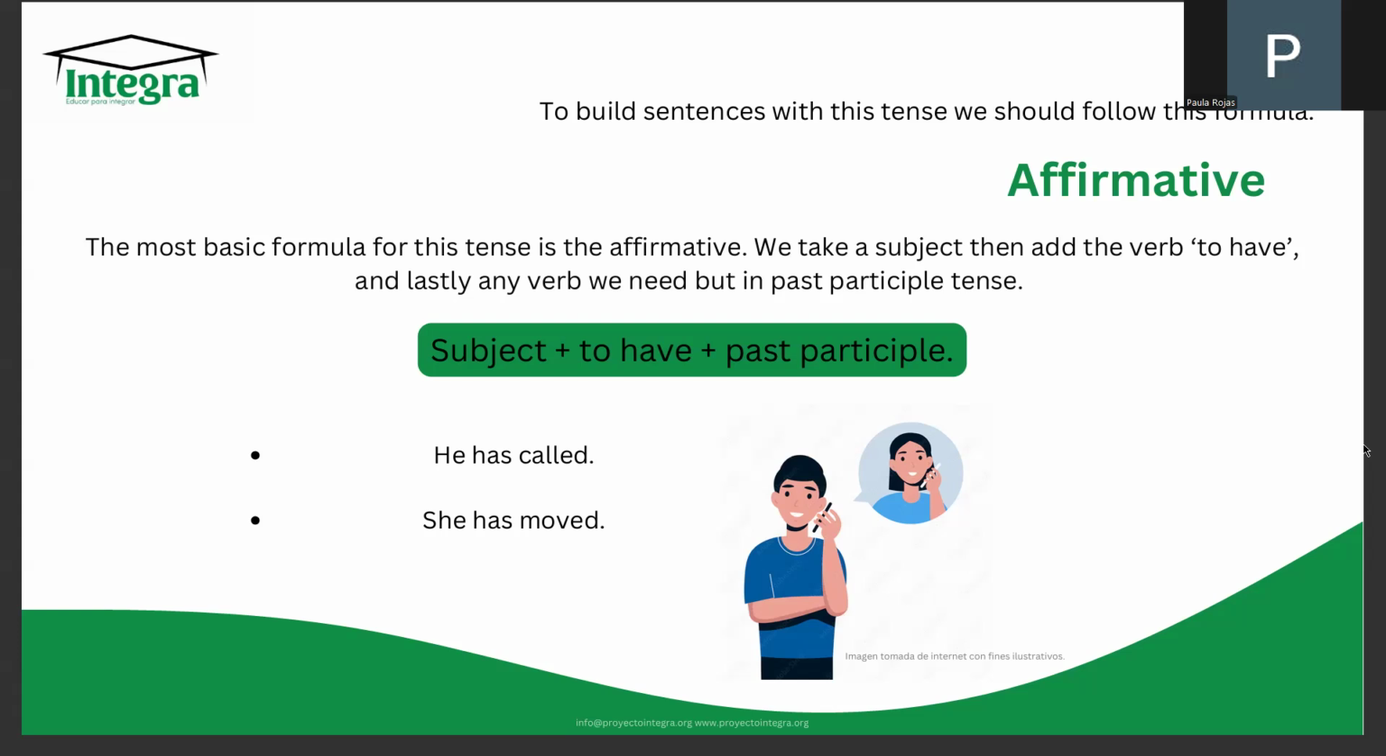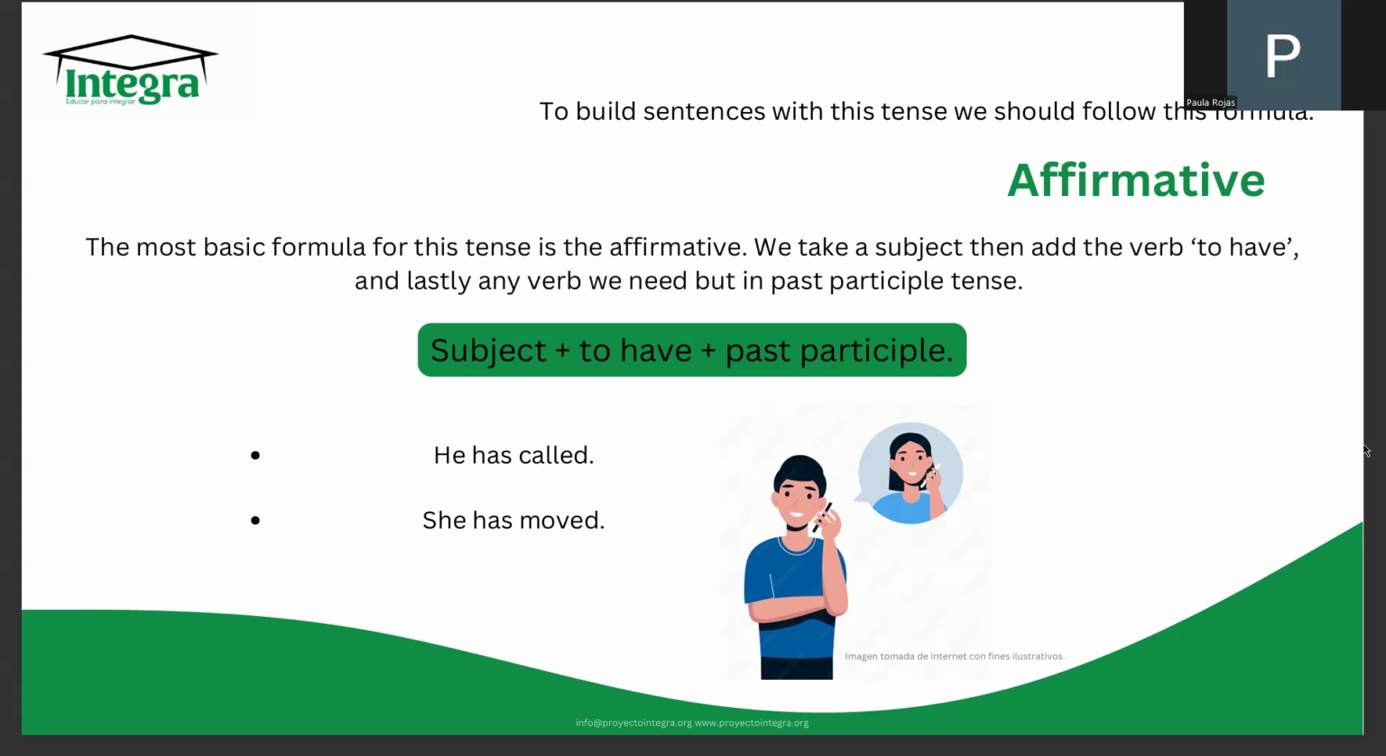We have to remember the past participle of the verb is a type of verb. And what we do is that if we have a regular verb, we just add ed. And if we have an irregular verb, it depends on the verb. We can check a list, or maybe we know some of them already by memory. And so in this case, as I said, subject, has or have. And then lastly, the past participle.